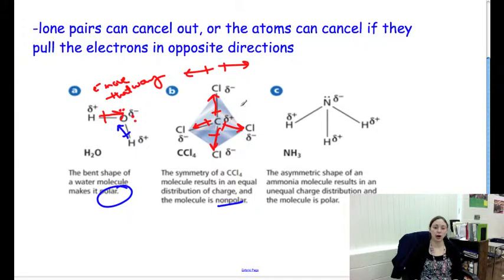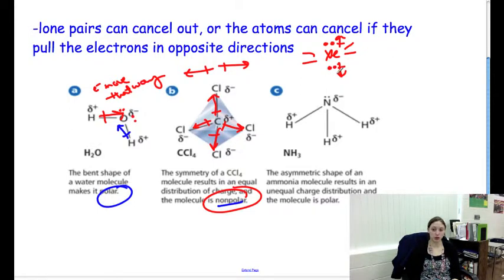So you can cancel out polarity, okay, and have a nonpolar molecule with polar bonds if they cancel each other out. They have to be going in the exact opposite direction, which is what I was saying up here about lone pairs as well. If I have a lone pair on the top of an atom, okay, and a lone pair on the bottom, one's going to pull this way, the other's going to pull down, and we end up with a nonpolar molecule. Okay, and we'll look more at that in a couple of worksheets.